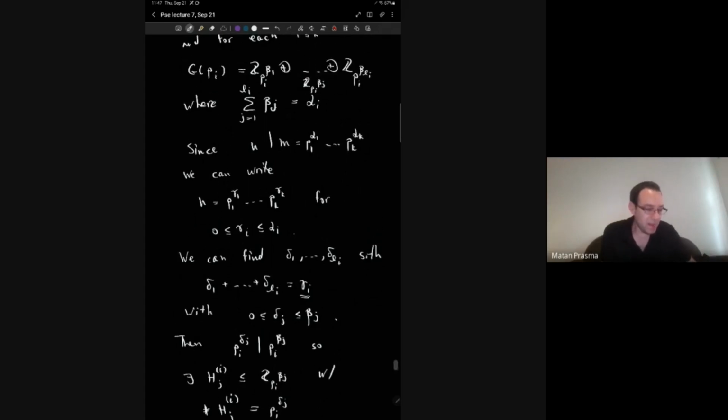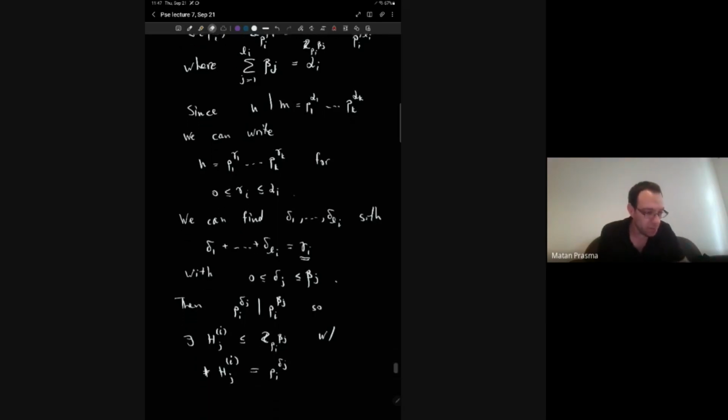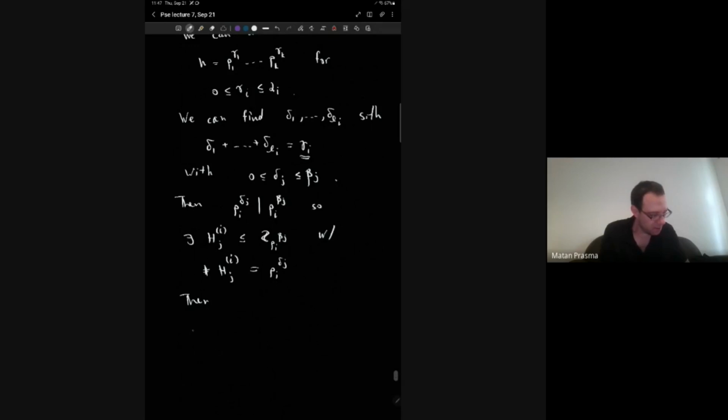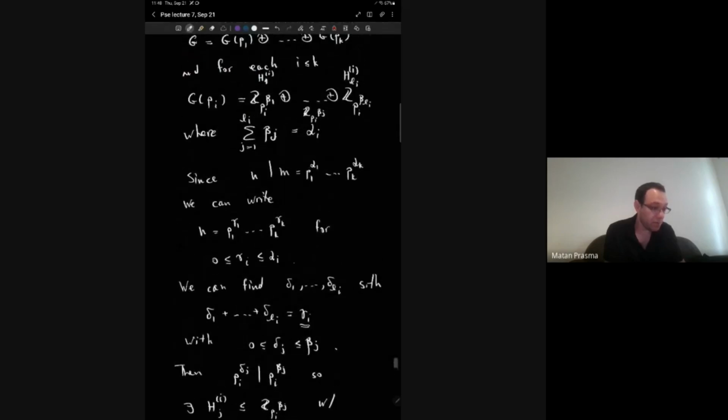Okay, but then, so I have here H_i1. This is a subgroup of the first component. And I also have H_iLi, which is a subgroup of the last component. And I can take the direct sum of all these subgroups. Then H_i1 direct sum up to H_iLi is a subgroup of, well, of G_pi, right?